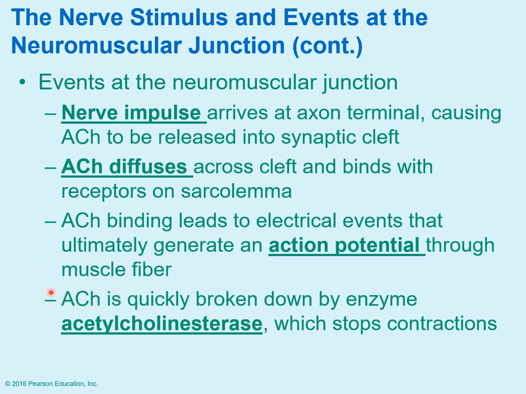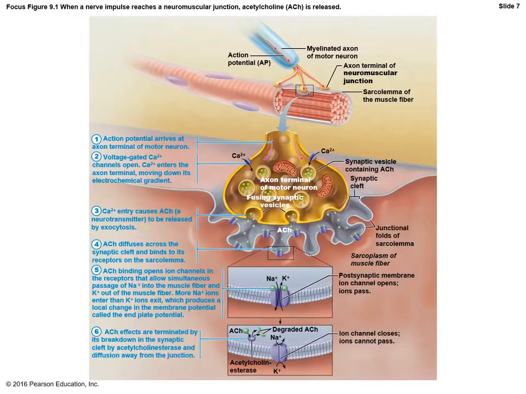Now the acetylcholine eventually is going to be broken down by an enzyme called acetylcholinesterase, and that ultimately will stop the contractions. So this is just showing here when that enzyme comes in and it breaks it down, that will then close the gate because you've pulled the acetylcholine off. That closes the gate, stops the influx of sodium.